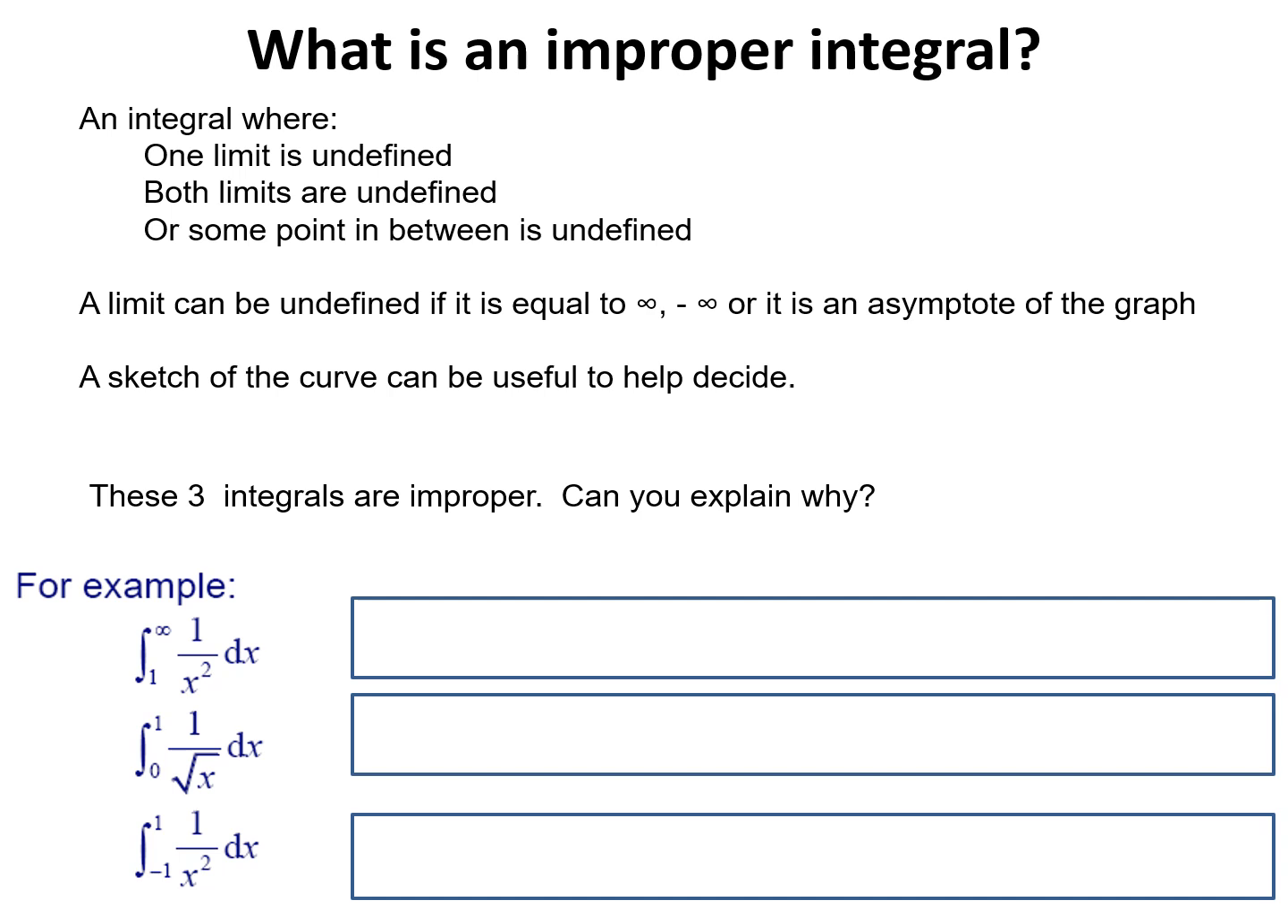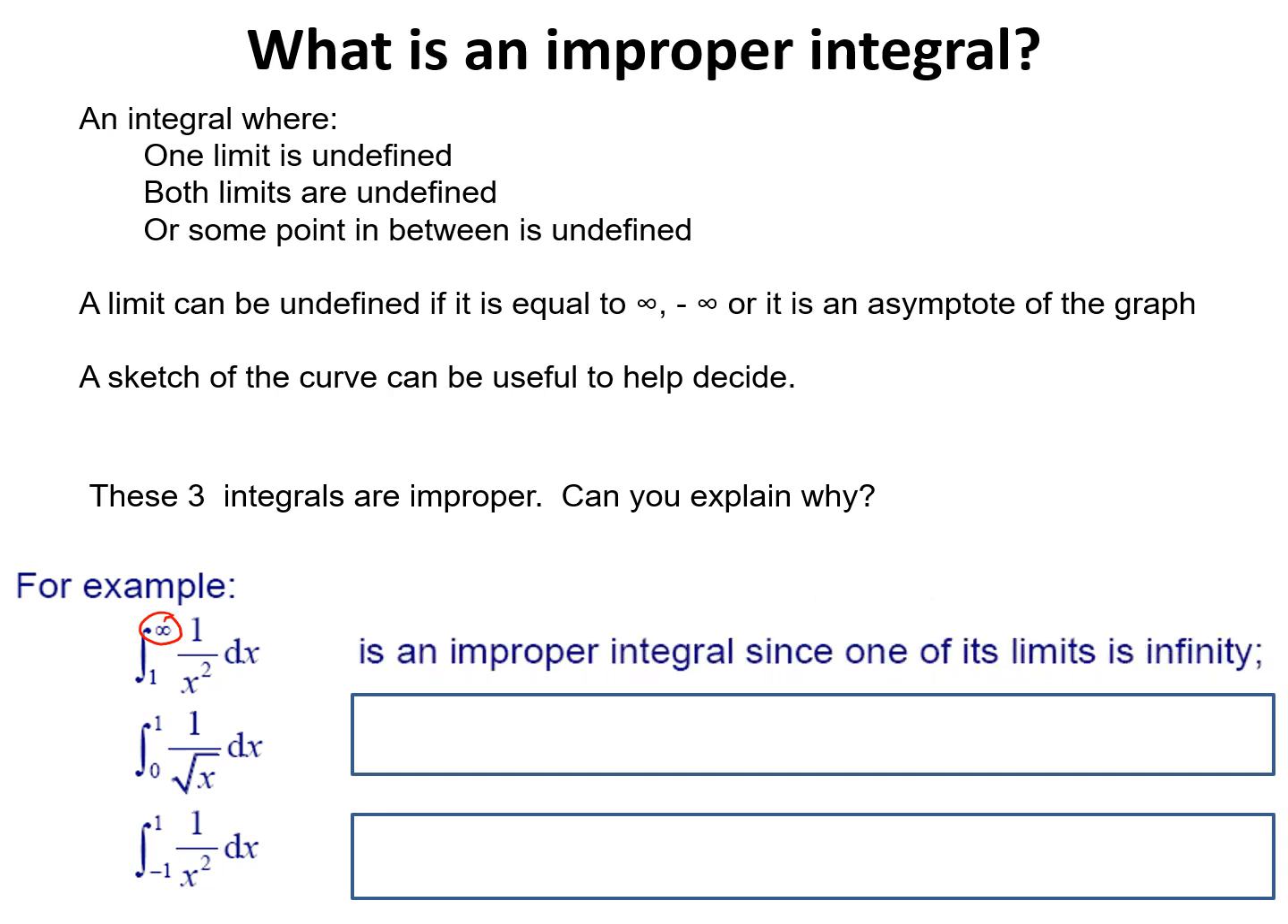Right, these 3 integrals are improper. Can you explain why? Well, the first one, it's obvious. One of the limits is infinity. So it's undefined at 1 over infinity squared. So it's an improper integral because one of the limits is infinity. That would be the reason.